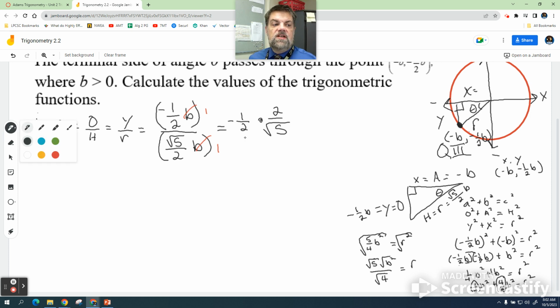Now, what is 2 divided by 2? Well, 2 divided by 2 is just 1, right? So now I have a negative 1 times 1. So this is going to be negative 1 on the top. 1 times the square root of 5 is just the square root of 5. Now, this is technically the answer, but I can't leave it this way. I have to rationalize the denominator.